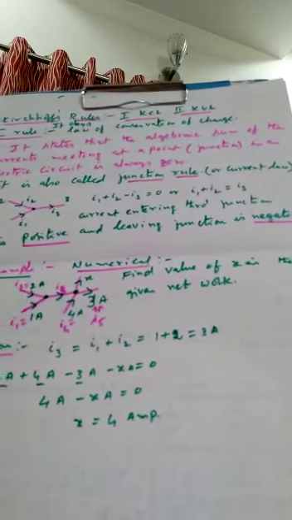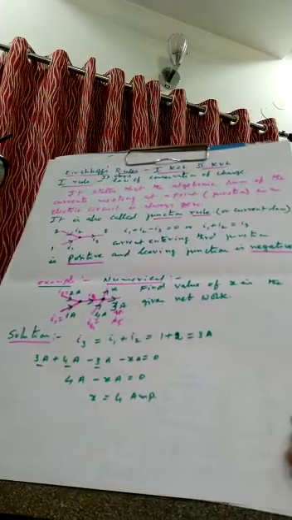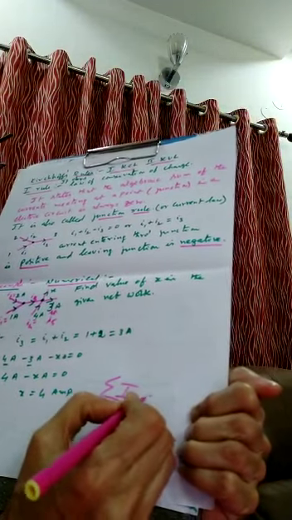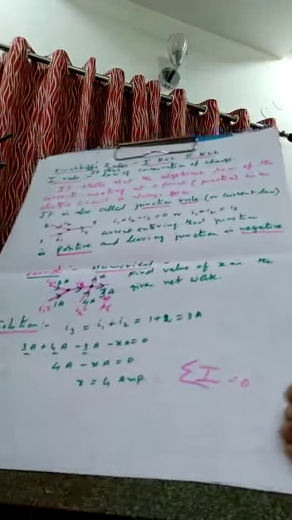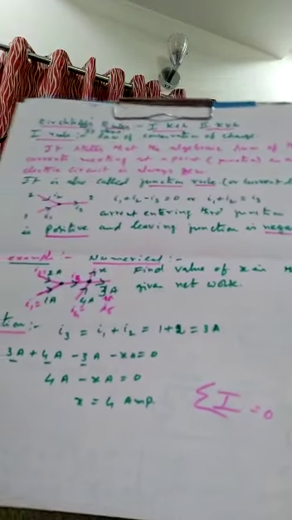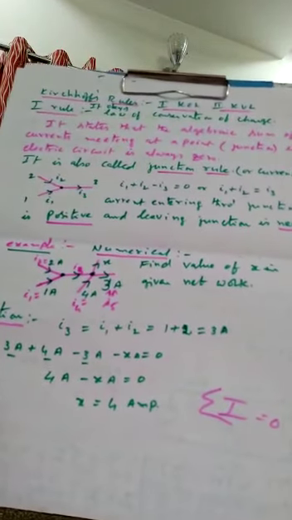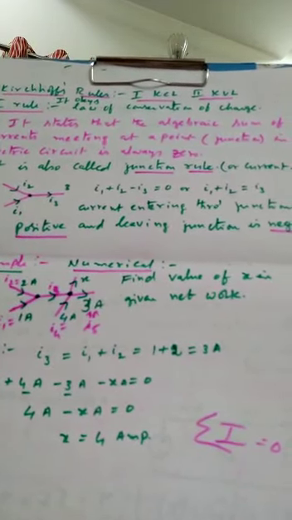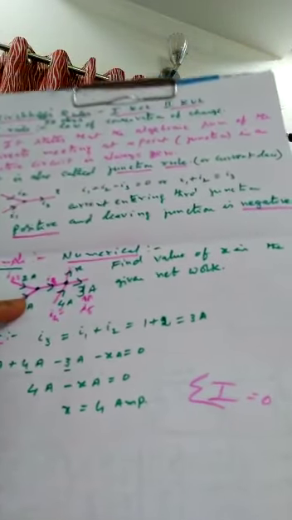In this way we have to solve this. So this law is nothing but, remember, sigma I is equal to 0, and apply the sign convention. What is the sign convention? The current entering the junction is taken as positive, and currents leaving the junction as negative. In this way we are able to solve this question.